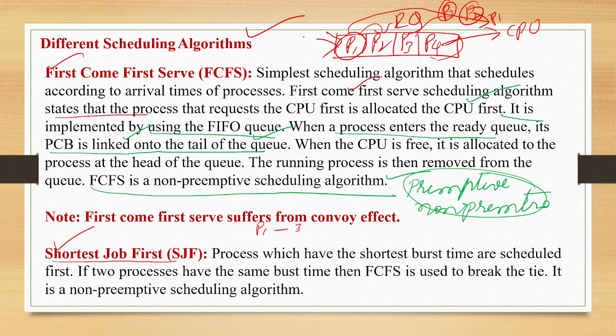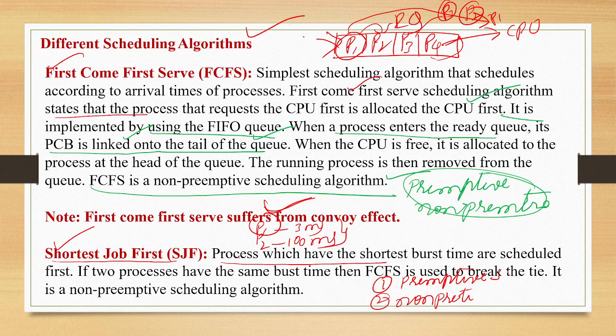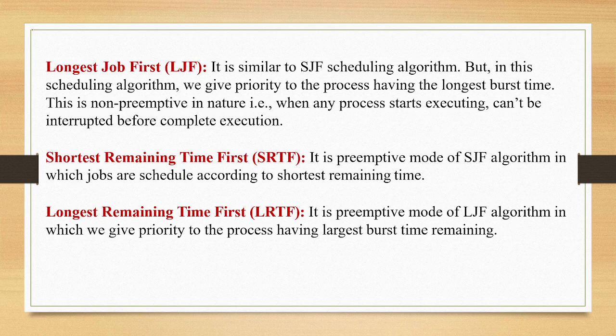Suppose P1 needs 3 milliseconds, P2 needs 100 milliseconds. Which is the shortest job here? P1 is the shortest job because it is taking less time to complete its execution, right? That is shortest job first. Here, shortest job first is of two types: one is preemptive, the next one is non-preemptive. Preemptive SJF, non-preemptive SJF. Right? Try to understand: FCFS is only non-preemptive. Next one is longest job first.